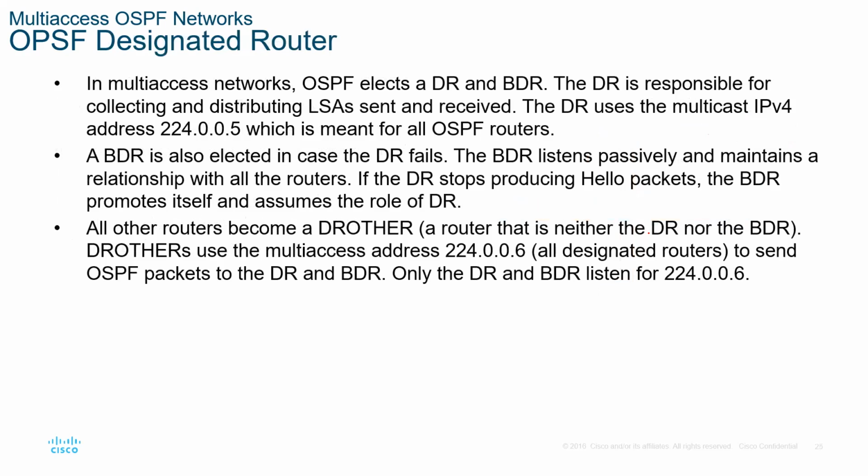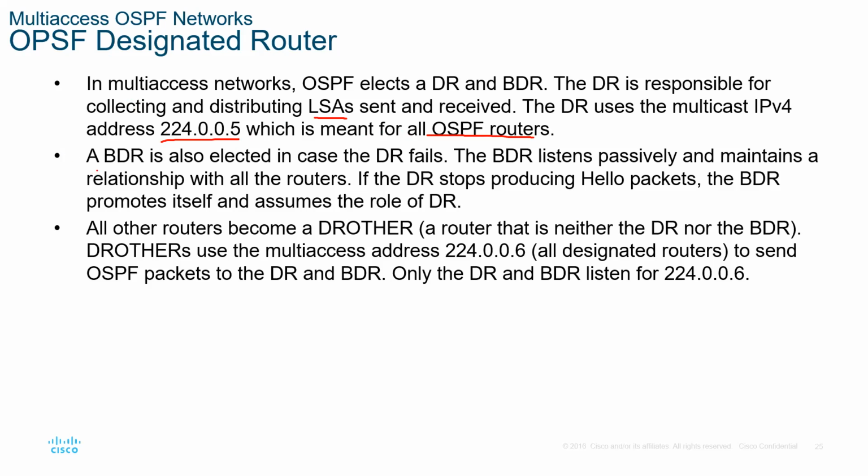In multi-access networks, OSPF elects a DR, which is our designated router, and the BDR, which is the backup designated router. The DR is responsible for collecting and distributing the link state advertisements, or LSAs, sent and received. The DR uses the multicast IPv4 address of 224.0.0.5, which is meant for all OSPF routers.